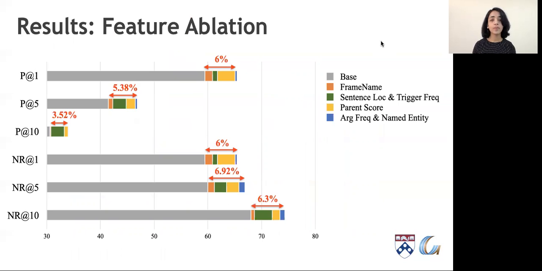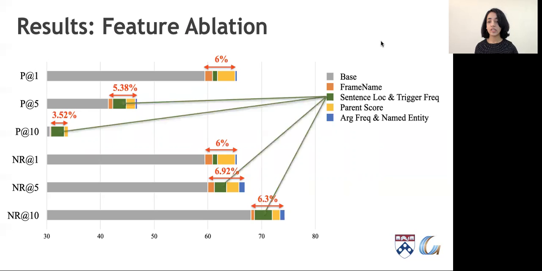Here are the numbers from the ablation study on the features to understand what contributes most to the gains. Starting with frame name, which adds the model's ability to understand the events, specifically the infrequent ones, contributes almost uniformly to all metrics. As the value of K increases, the benefit of the sentence location and the trigger frequency features increase, signaling that they provide a crude but rather significant signal for salience.